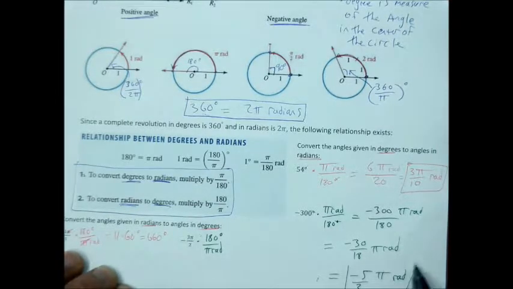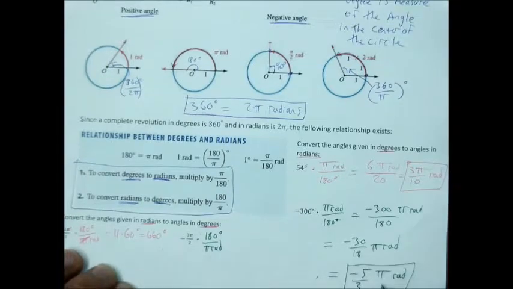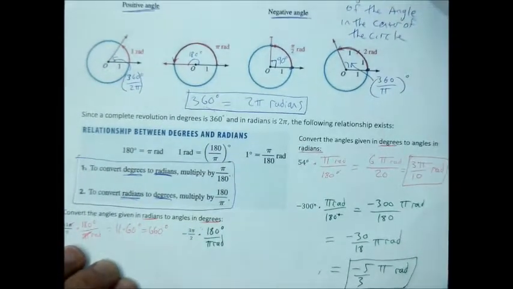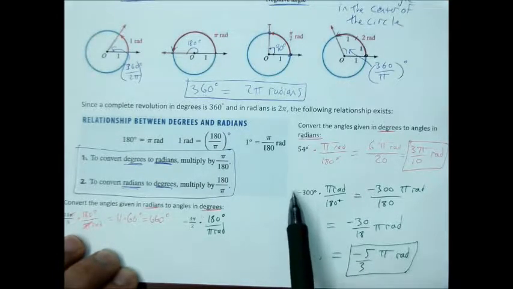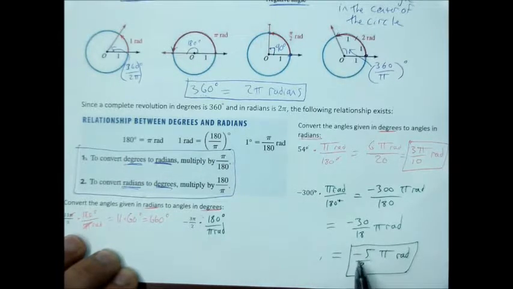But the important thing is this is the radian version of minus 300 degrees. And notice how they're both negative, right? So this one goes counterclockwise, and this one will also go counterclockwise.